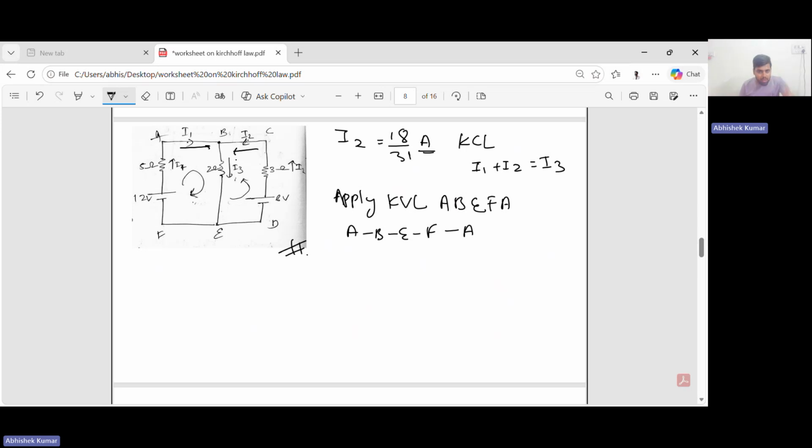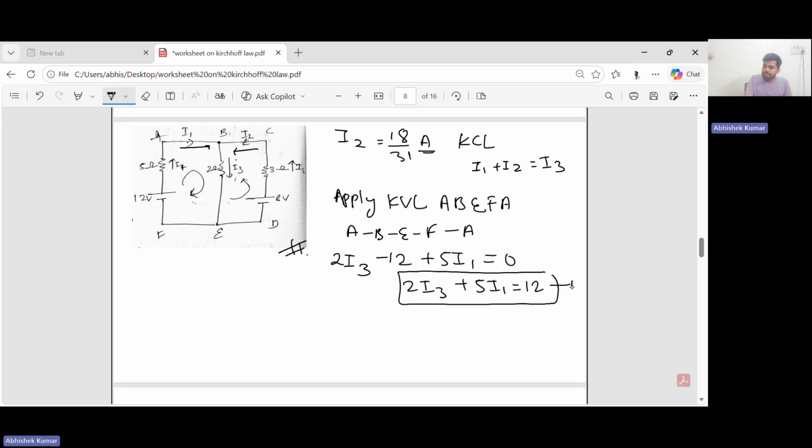Now coming to the next part, B to F. How much will come? 2I3, positive. E to F, is anything there? Nothing. Now F to A: -12, again we are going in the current direction, both are the same. So how much current is there? I1 only, so plus 5I1 is equal to 0. So from here we got 2I3 plus 5I1 is equal to 12. This is our first equation.